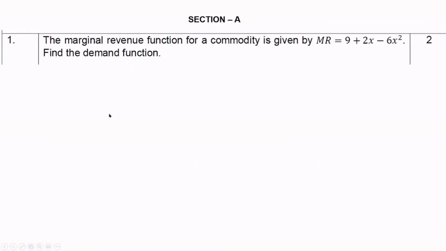Moving on to the first question of section A. The marginal revenue function for a commodity is given by marginal revenue equal to 9 plus 2x minus 6x square. Find the demand function. So this is from the unit calculus under the heading application of integrals or integration and its applications. So here the marginal revenue is given. We need to find the demand function.